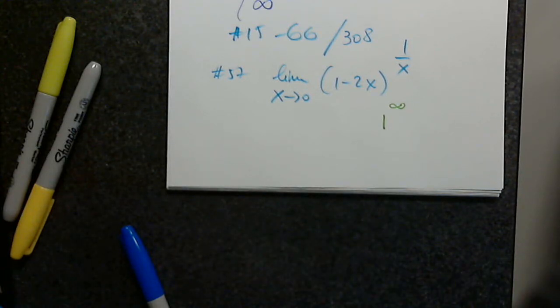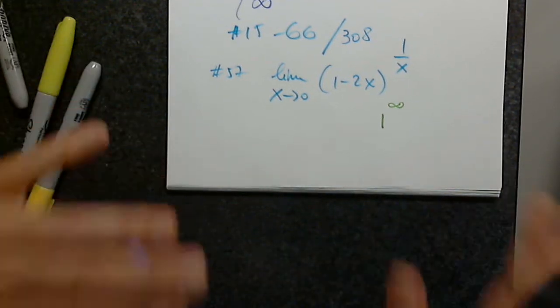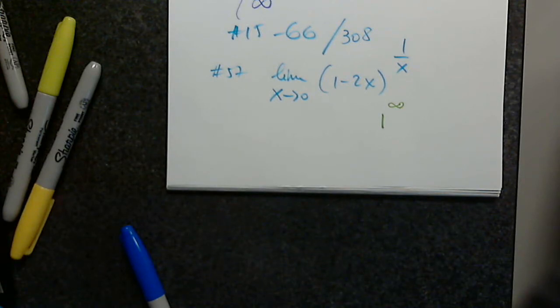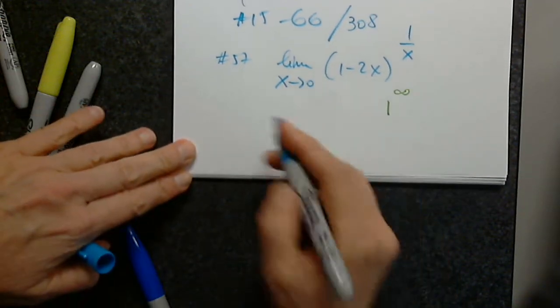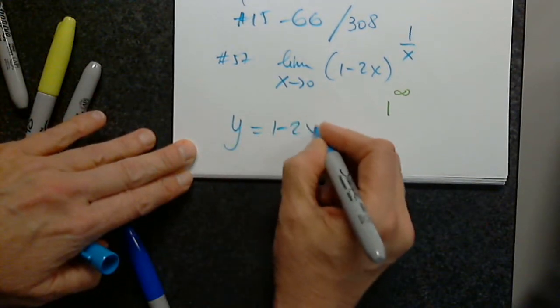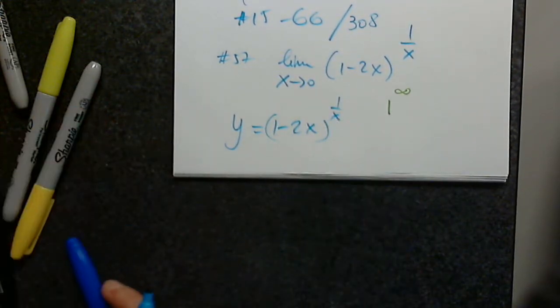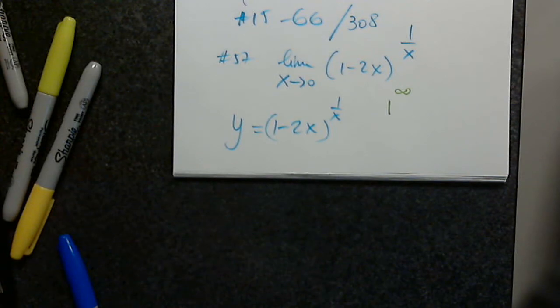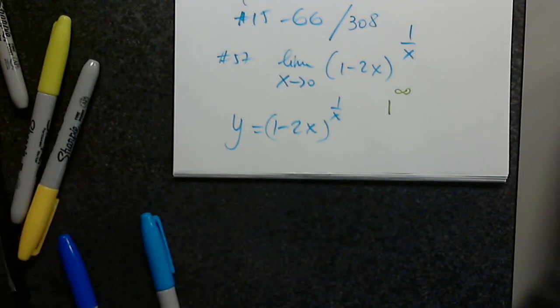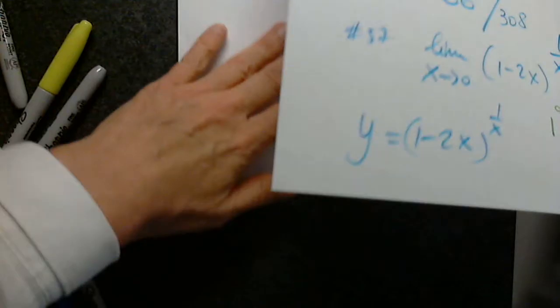It's a power. Okay, what do you think we're going to do? Think for a moment. It's a function raised to a function, and this is what we always do. Yes, I have to denote it first. I have to say let y be 1 minus 2x raised to 1 over x. This is the first step. And the second step, yes, I will have to apply natural log to both sides.